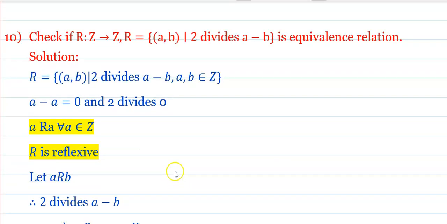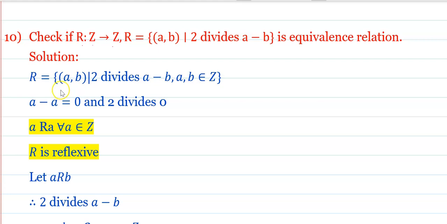Okay. Now the question number 10. Check if the relation R defined from Z to Z, R is {(a, b) such that 2 divides a minus b}, is an equivalence relation.